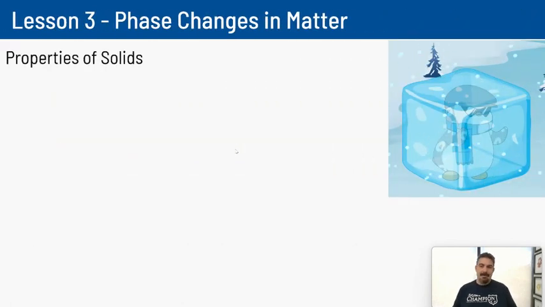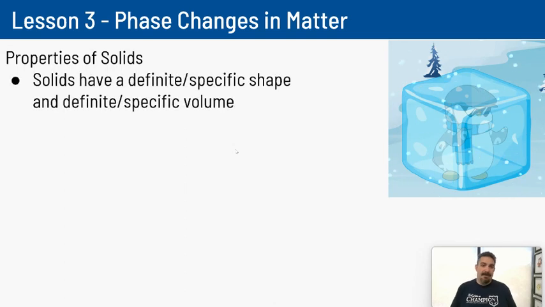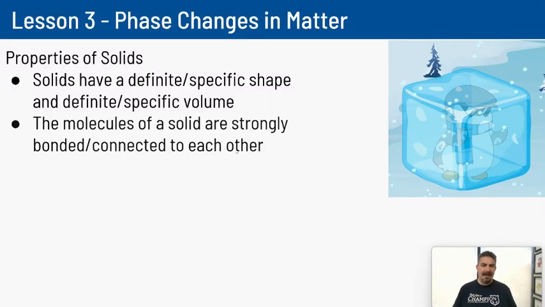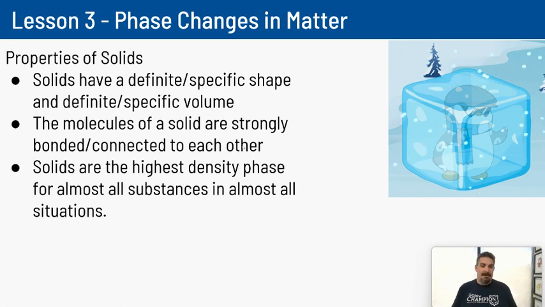Okay, so let's talk about solid phase. Now they have a definite or a specific shape and a definite or a specific volume. And the molecules of a solid are strongly bonded or connected to each other, right? They're stuck fast. And solids are the highest density phase for almost all substances in almost all situations. Most things, when they're frozen solid, that's going to be when they have the most density.